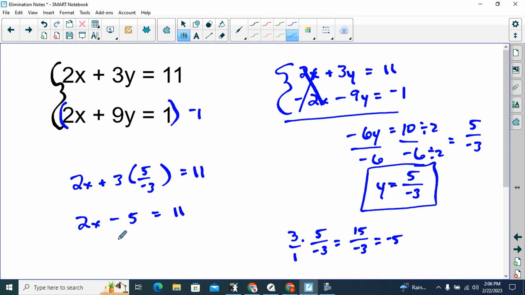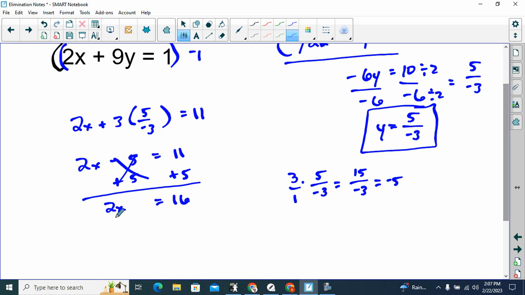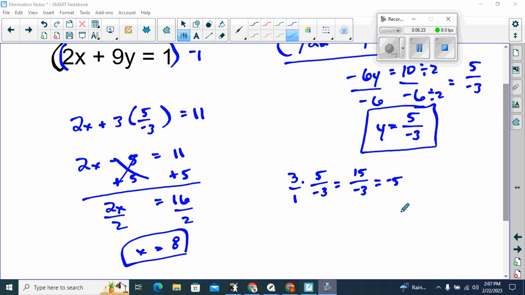And finish solving. Add 5 to both sides. Divide both sides by 2. X equals 8, y equals negative 5/3.